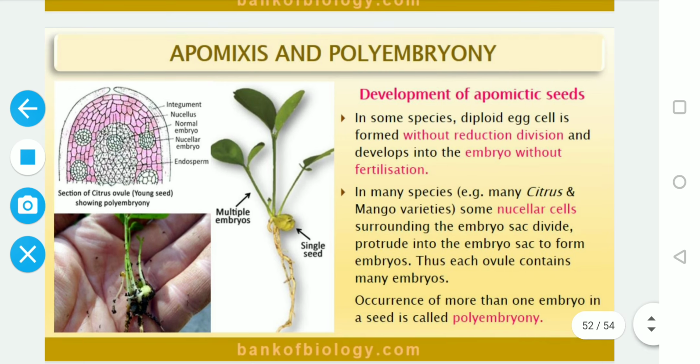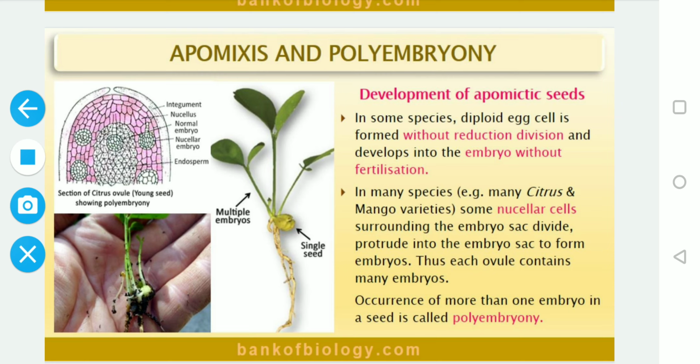In many species, for example citrus and mango varieties, some nucellar cells surrounding the embryo sac divide and protrude into the embryo sac to form the embryos. Thus, each ovule contains many embryos. Many means the number is more. This phenomenon is known as polyembryony. Occurrence of more than one embryo in a seed is called polyembryony.